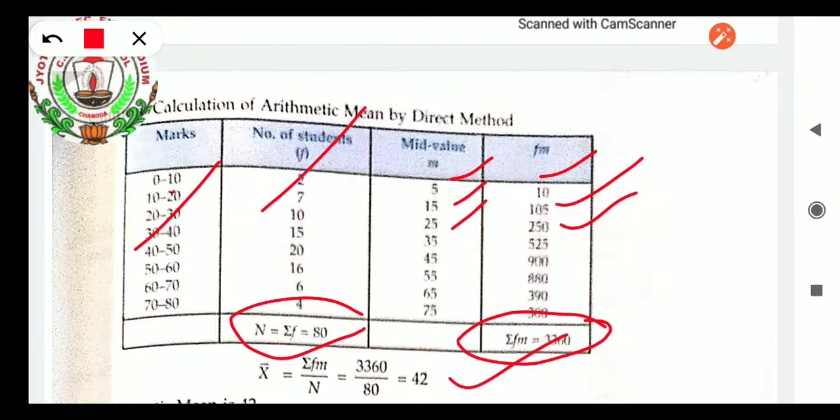So this was for today's class. Mean in the continuous series by direct method, mean in the discrete series with the shortcut method and step deviation method. For today's class, these three methods for two different series is enough. Next class we will again proceed with the continuous series, mean calculation in the shortcut method and step deviation method.